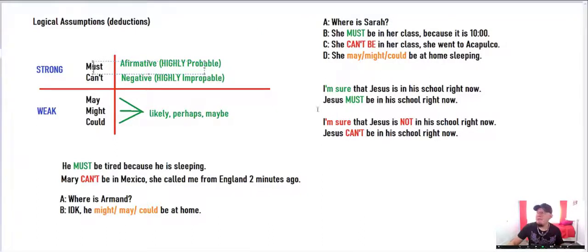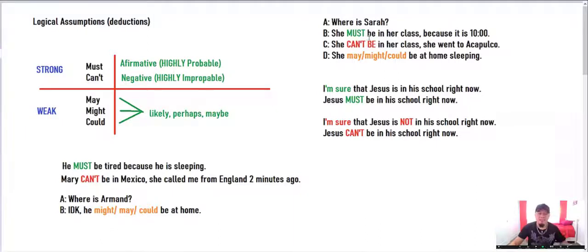Then by changing the modal verb, the meaning changes. The perception, your probability changes. He must be in his school, really probable. He can't be in his school, improbable. He may be in his school, like, okay, maybe yes, maybe no. It is a really weak probability. So everything depends on the degree of certainty that you express or that you want to express. How can you change that degree of certainty? Changing the modal verb, as we have in this example.